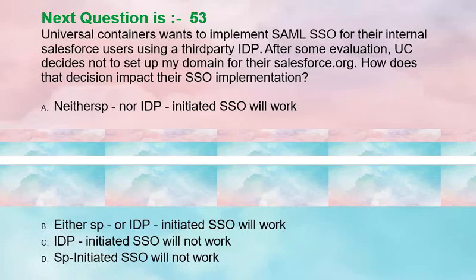Question: Universal Containers wants to implement SAML SSO for their internal Salesforce users using a third-party IDP. After some evaluation, UC decides not to set up My Domain for their Salesforce org. How does that decision impact their SSO implementation?